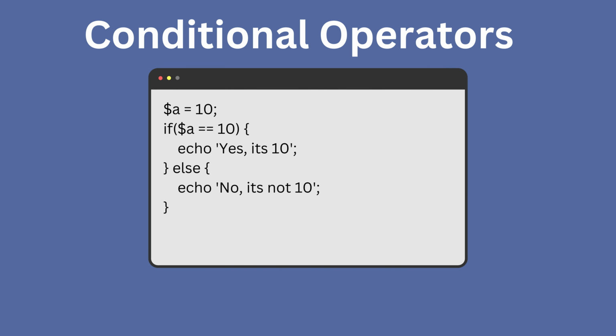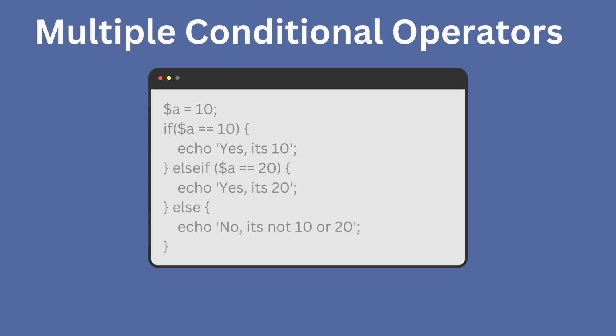But what if you have multiple conditions to check? That's where the if-else operator comes in handy. In this example, we're checking if the value of the variable $a is equal to 10. If it is, we're going to print, yes, it's 10. But if it's not, we're going to check another condition. If $a is equal to 20, we'll print, yes, it's 20. And finally, if none of the conditions are met, we'll print, it's not 10 or 20.